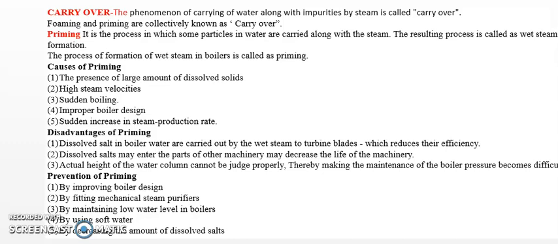When a boiler is steaming, that means producing steam rapidly, some particles of the liquid water are carried along with steam. This process of wet steam formation is called priming. Priming is caused by the presence of a large amount of dissolved solids, high steam velocities, sudden boiling of water, improper design of boiler, and a sudden increase in steam production rate.